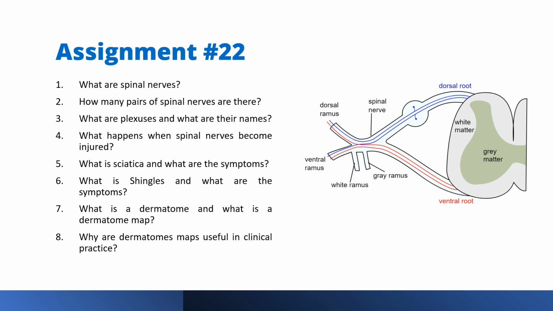Okay, so we have reached the end of today's lecture, and for assignment number 22, I'd like for you to explain what spinal nerves are, how many pairs of spinal nerves there are, what plexuses are and what their names are, what happens when spinal nerves become injured, what sciatica is and what the symptoms are, what shingles is and what the symptoms are, what a dermatome is and what a dermatome map is, and why dermatome maps are useful in clinical practice. Now, this assignment is due this coming Sunday by 11:55 p.m.